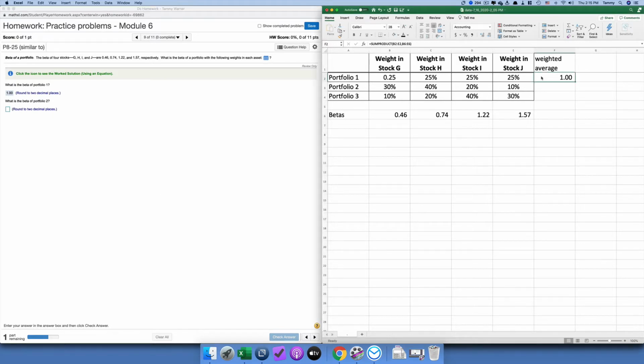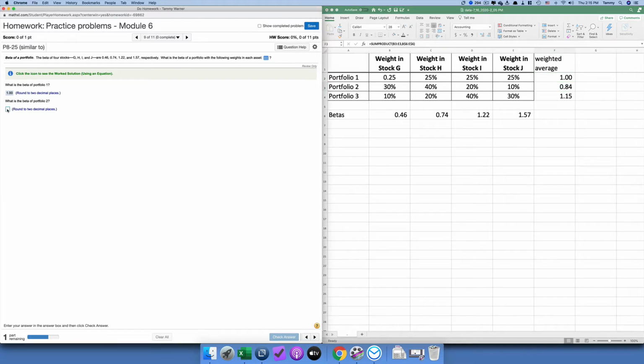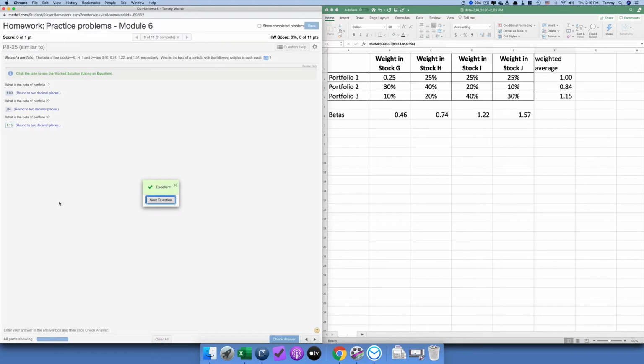If you set up your sum product right, you can again go ahead and just use these as absolute cell values, copy that down, and then this will just give you the correct answers. Easy peasy. 0.84 for the second one and 1.15 for the third one. So there it is. Okay, so let's look at the next one then.